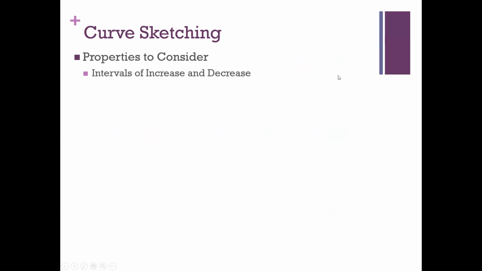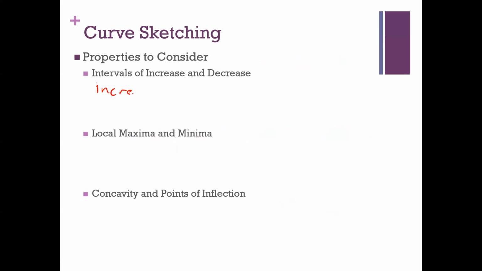What else? Hopefully you can tell me exactly how to find these. So how do you find intervals of increase and decrease? Let's pick one and start with that. It's increasing if and only if what? What's the telltale sign that a function's increasing? The slope's positive. So where do I get my slope from? Where does that information come from? The first derivative, right?